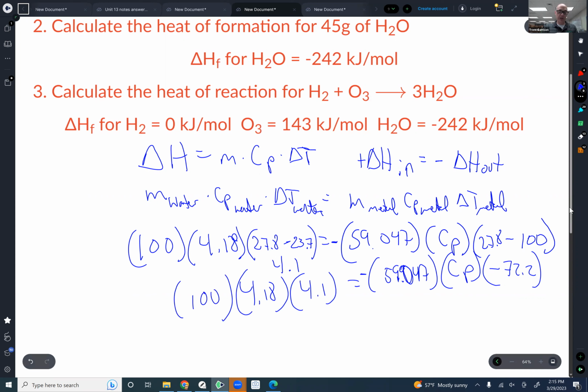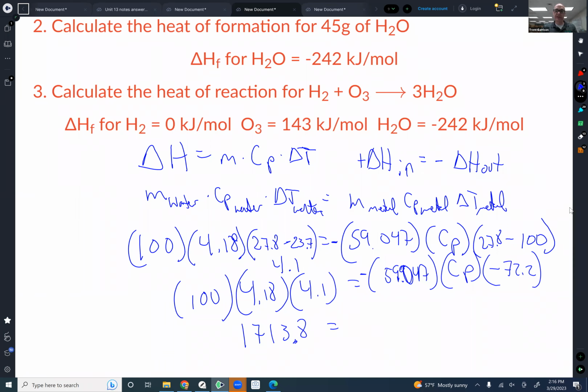So let's simplify. 100 times 4.18 times 4.1 gives me 1713.8, equal to 59.047 times 72.2. Now those two negatives are going to cancel each other out. Good for us.